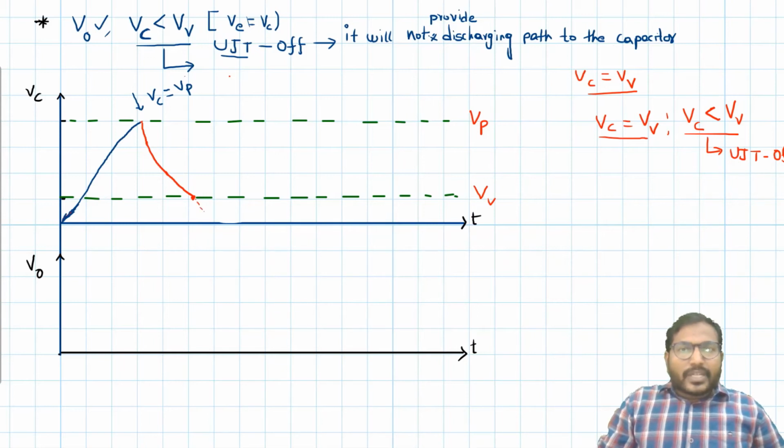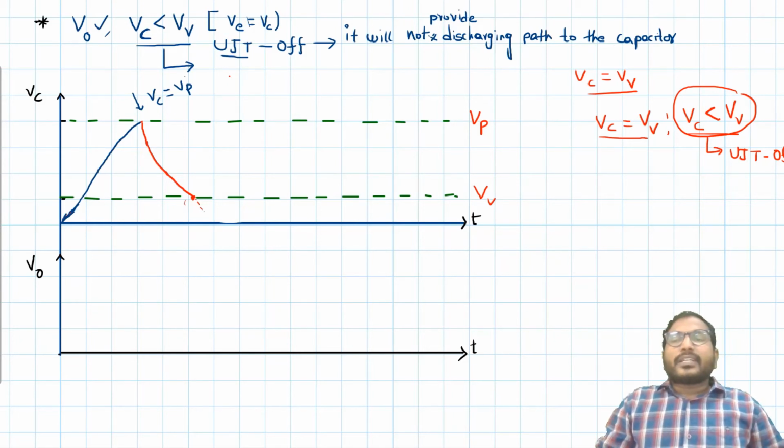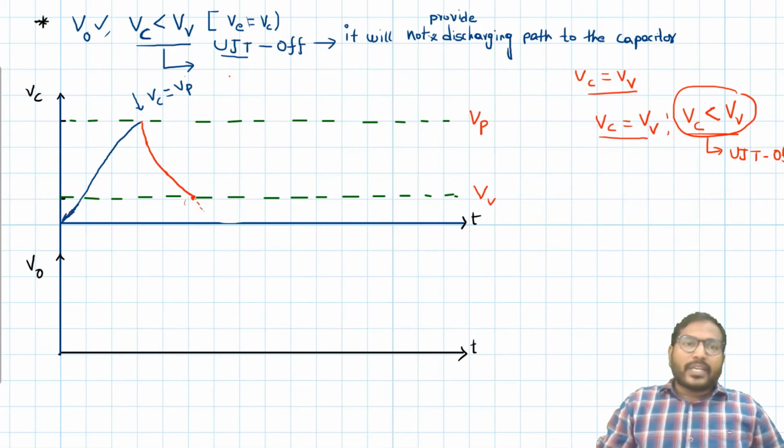At this point the capacitor stops its discharging, because if we allowed discharging beyond this point, the capacitor voltage would go below the valley point voltage and the UJT would turn off. Once the UJT turns off, it will not provide a path for discharging. That means the capacitor stops its discharging.